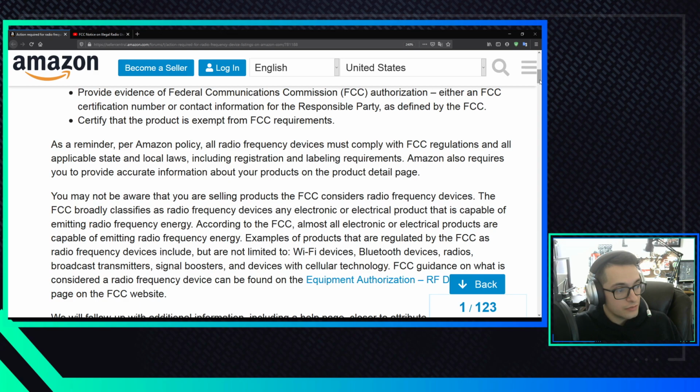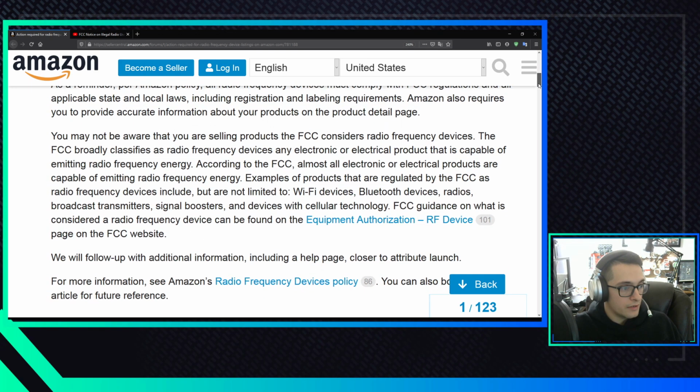Amazon also requires you to provide accurate information about the products on the product detail page. You may not be aware that you are selling products the FCC considers radio frequency devices. The FCC broadly classifies as radio frequency devices any electronic or electrical product that is capable of emitting radio frequency energy. According to the FCC, almost all electronic or electrical products are capable of emitting radio frequency energy. Examples of products that are regulated by the FCC as radio frequency devices include, but are not limited to, Wi-Fi devices, Bluetooth radios, broadcast transmitters, signal boosters, and devices with cellular technology.